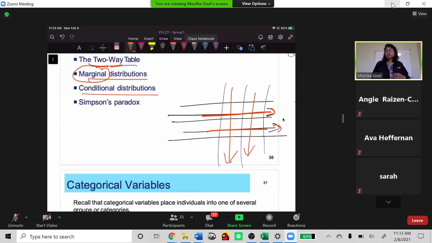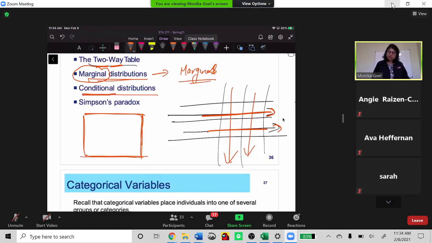So when we are saying the margin of this table or the margin of this paper, I'm talking about the corners, right? If this is my sheet of paper and I'm looking at the margins, the margins are the boundaries or the corners. So again, when we say marginal distribution, we use a two-way table and we look at the margins of that table. And then we are talking about marginal distribution.